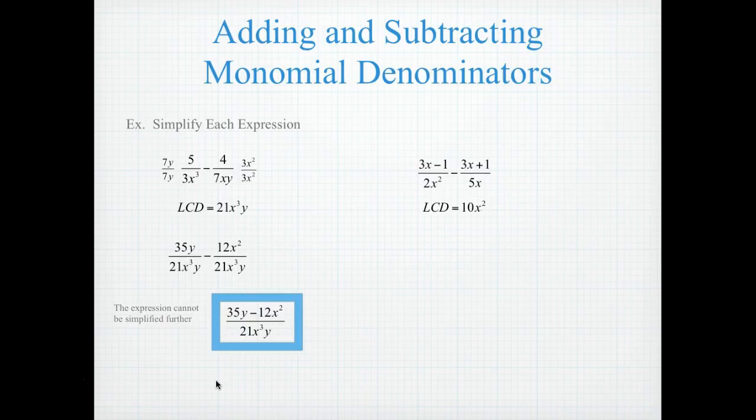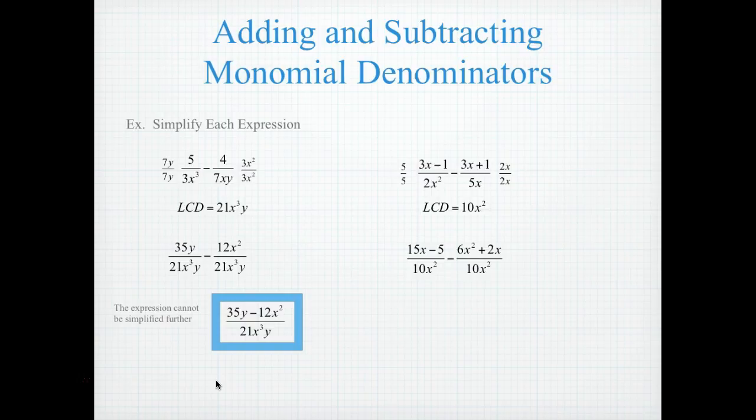Now to rewrite the fraction on the left using the LCD, I need to multiply it by 5, numerator and denominator. I need to multiply the fraction on the right by 2x, numerator and denominator. Doing so gives me 15x minus 5 over the LCD, minus 6x squared plus 2x over the LCD. Once I've rewritten my fractions using the LCD, now I can combine the numerators.